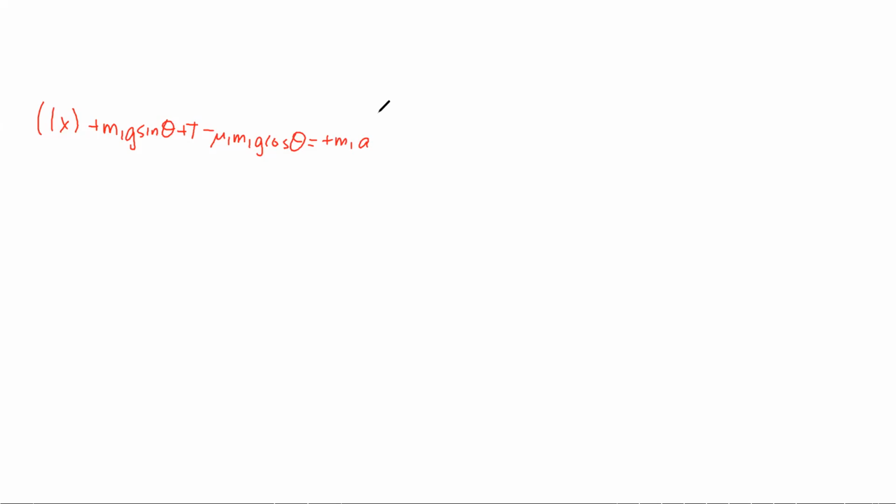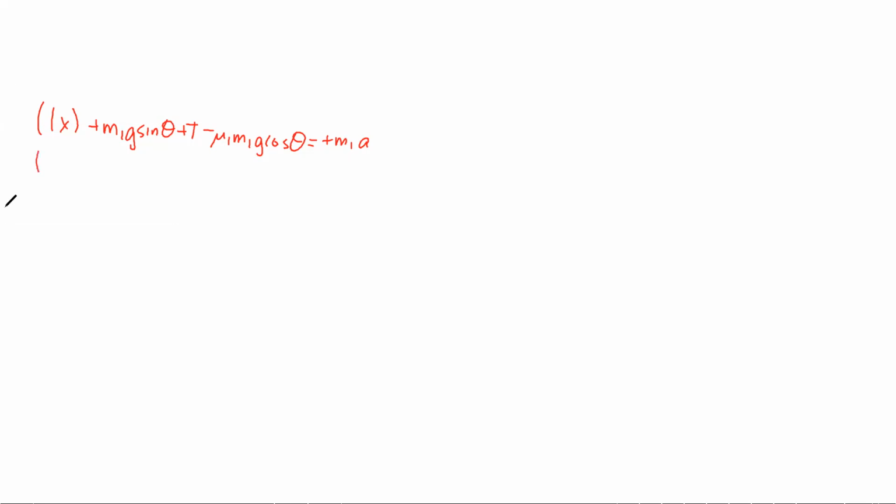Because 1y gave us the expression for the normal force being N sub 1 equals m sub 1 g cosine theta. And then the friction equation is just friction equals coefficient times normal. So that's the first one. What's the second one? 2 sub x.